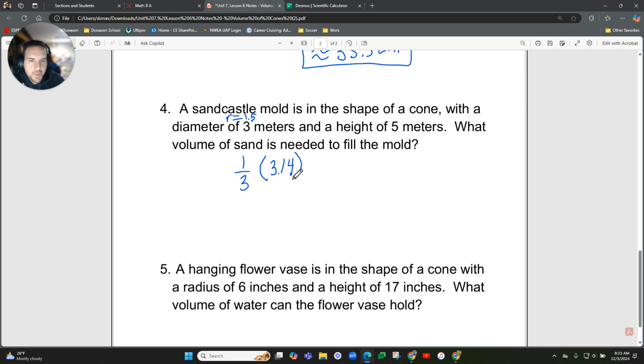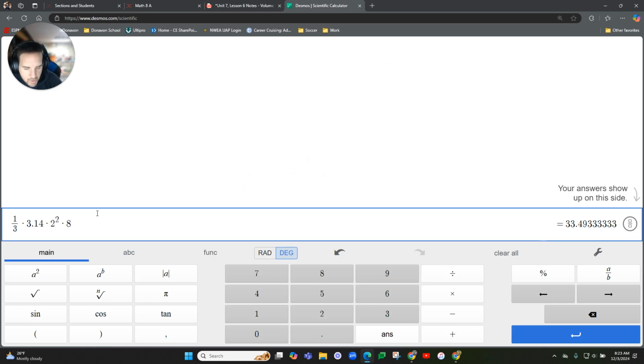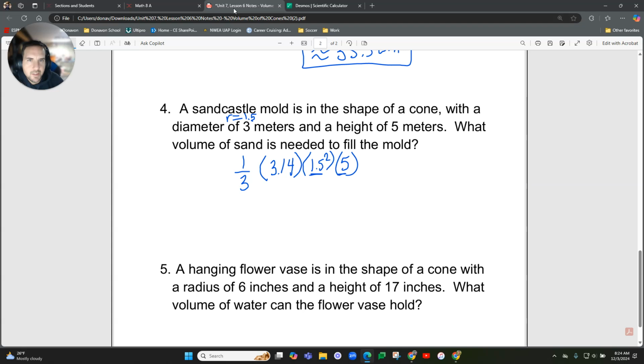So 1/3 times 3.14 times the radius squared, so 1.5 squared, times the height, which is 5. Okay, and again, the only numbers that we care about are the radius and the height, so 1.5 and 5. So I'm going to go in here and change this to a 1.5 and change the height part of the equation to a 5. And we get 11 point, we'll just say 11.8. We'll round it to the nearest tenth. It doesn't tell us where, so approximately 11.8, and in this case it was meters, so cubic meters.